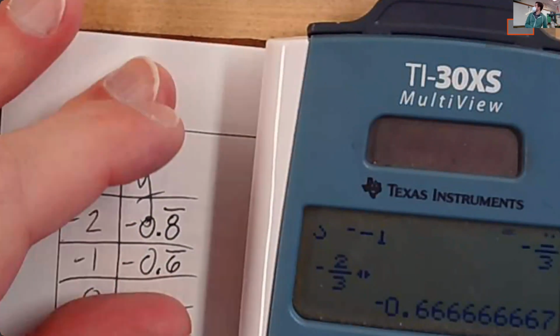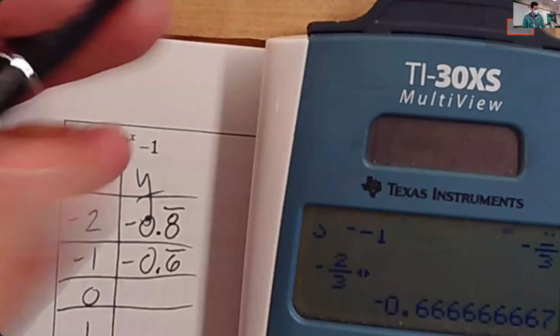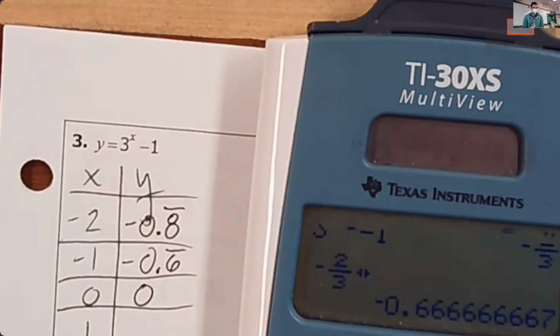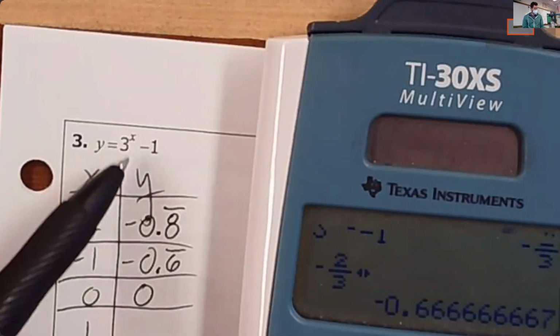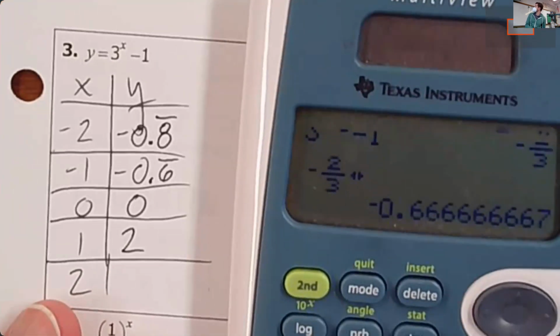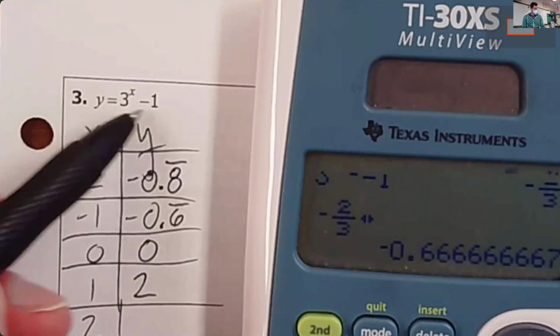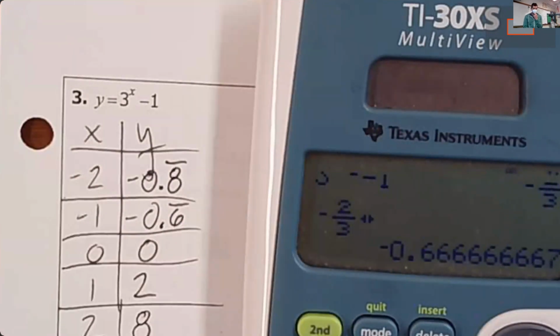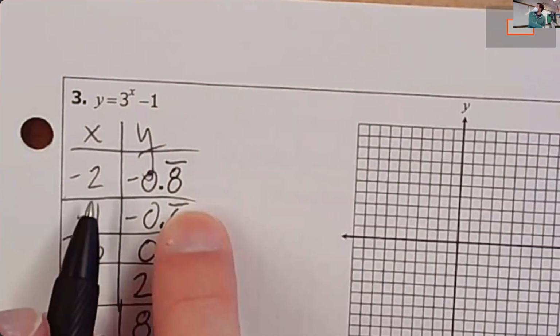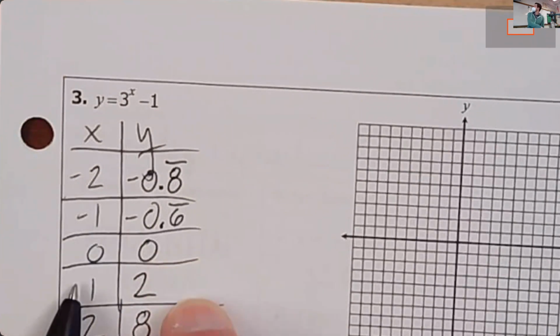The next one, 3 to the 0 power is 1, and 1 minus 1 is 0. So that's the point 0, 0. Next one, 3 to the first power is 3. 3 minus 1 is 2. You can use your calculator if you want to, or if you just want to go with mental math on these last ones, that's fine. Last one here, 3 squared. 3 times 3 is 9. 9 minus 1 is 8. So we've got -2, -0.8 repeated, -1, -0.6 repeated, 0, 0, 1, 2, 2, 8.